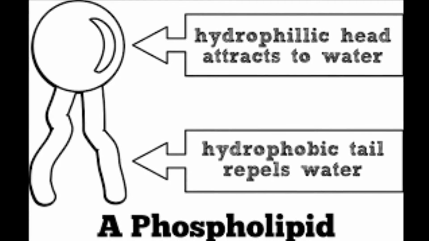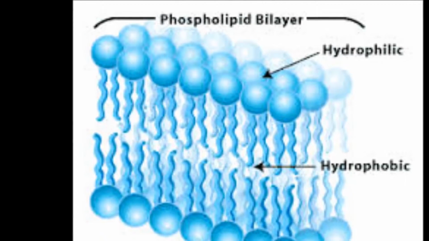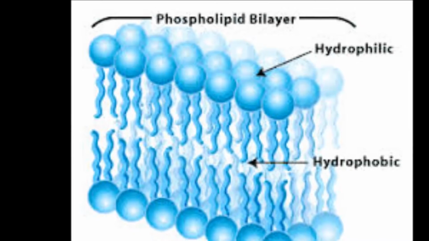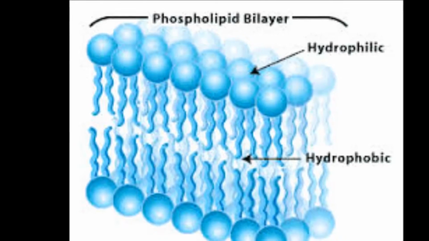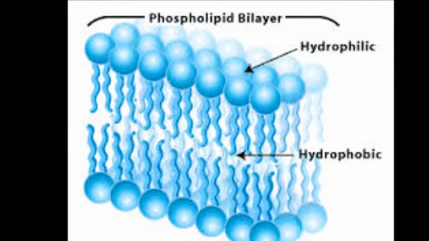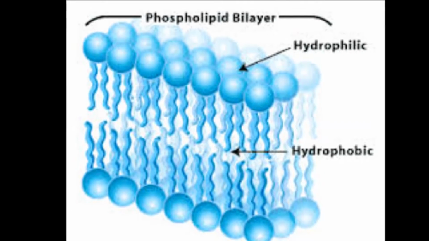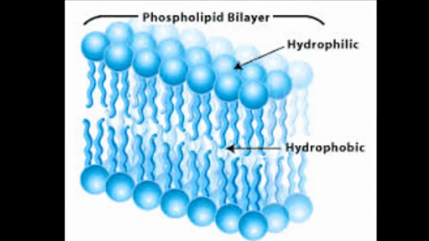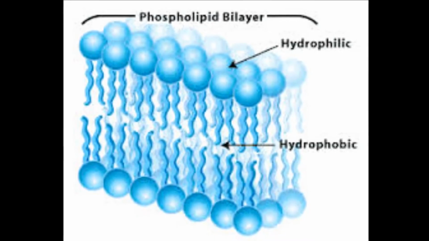And so, because the tails want to avoid water, they tend to stick to each other, and then they let the heads face the watery areas, inside and outside of the cell. The two surfaces of the molecule create what we call the lipid bilayer.